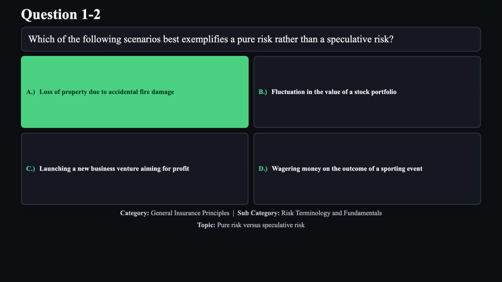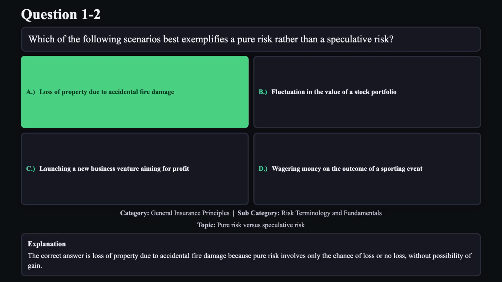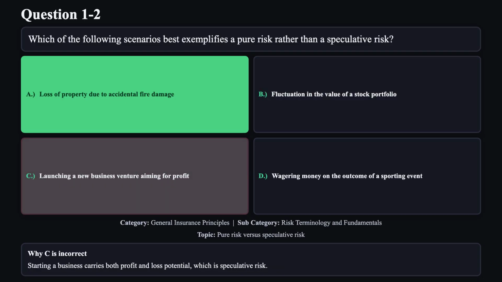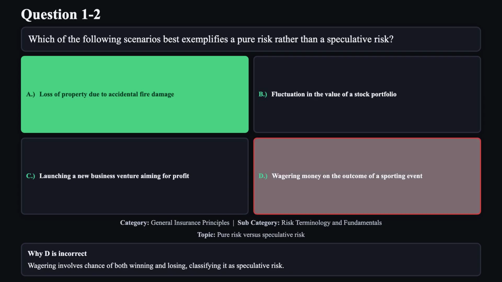The correct answer is A. The correct answer is a loss of property due to accidental fire damage because pure risk involves only the chance of loss or no loss, without possibility of gain. Reason B is not correct. Stock value changes include the possibility of gain and loss, making it speculative risk. Reason C is not correct. Starting a business carries both profit and loss potential, which is speculative risk. Reason D is not correct. Wagering involves chance of both winning and losing, classifying it as speculative risk.